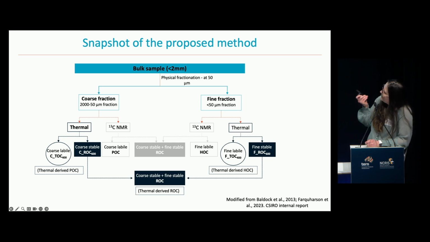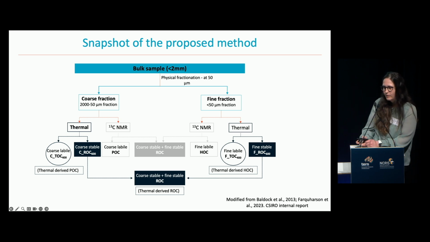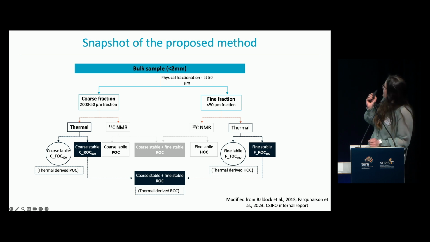And we have, again, the labile part in the coarse fraction, which in this case we will call TOC 400 because it's combusted at 400 degrees, which should be the equivalent of the POC fraction. Then we have the labile part in the fine fraction, which we call TOC 400 again, which should be the equivalent of the HOC. And then we have, again, ROC, which we will call ROC 600 because it's combusted at 600 degrees.